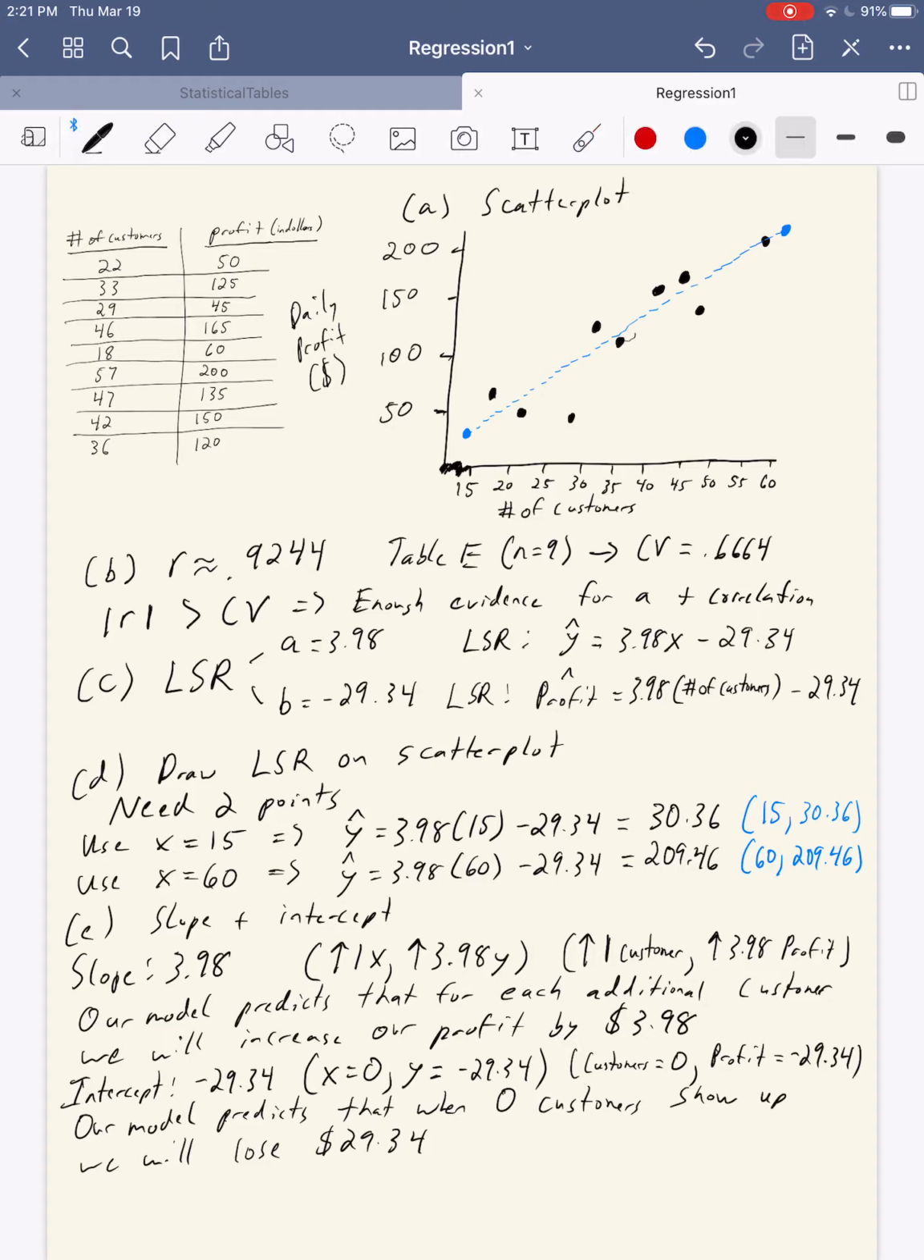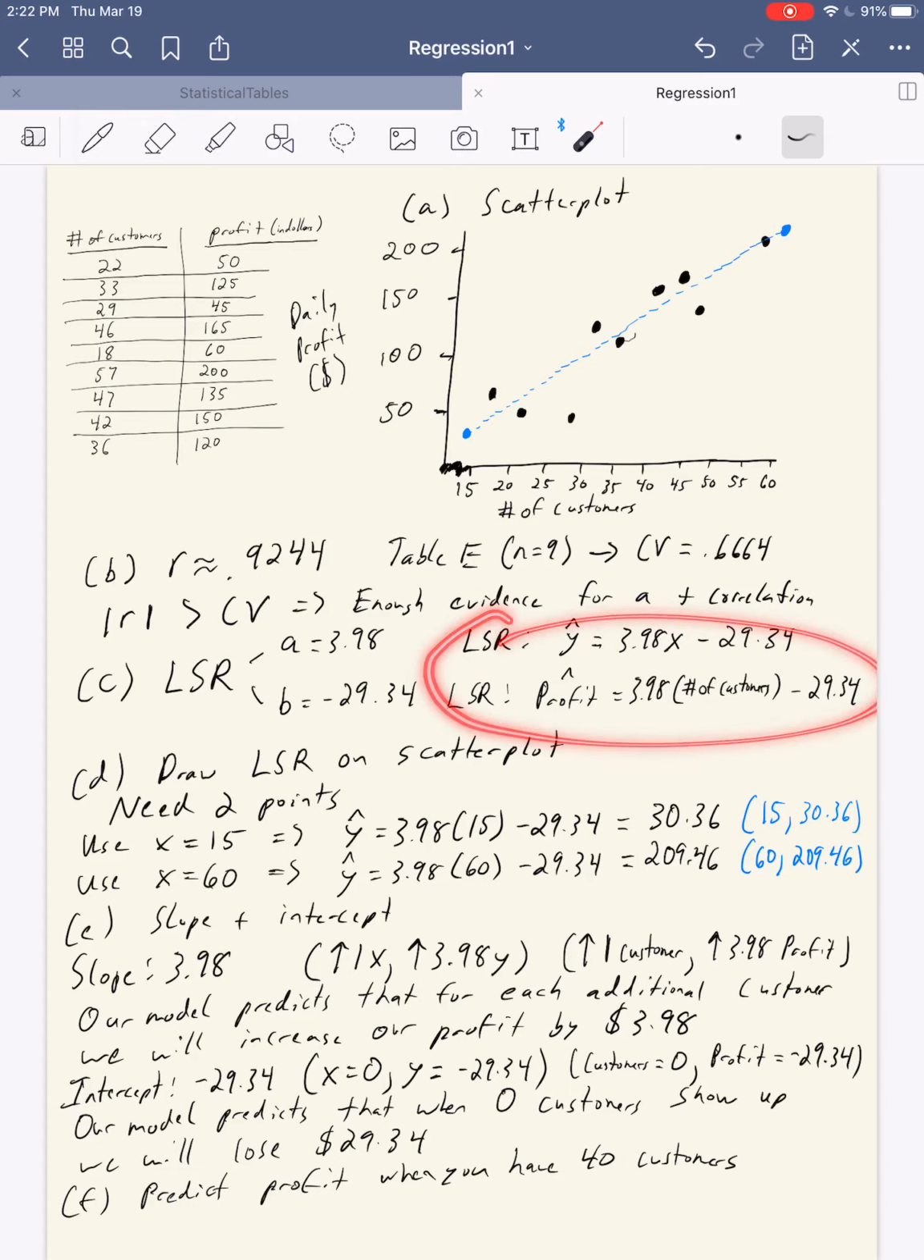All right, we had one last thing that we wanted to try to do with this, right? We wanted to go ahead and predict the profit when you have 40 customers. Well, this is going to be one of the most common applications of the LSR. Whenever you see a mention of predicting, what that is going to mean is that you're going to be plugging into your model. Now we know the number of customers here, so all we need to do is pop that 40 customers in right here and calculate the profit.